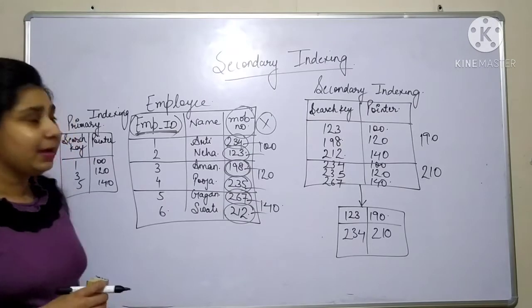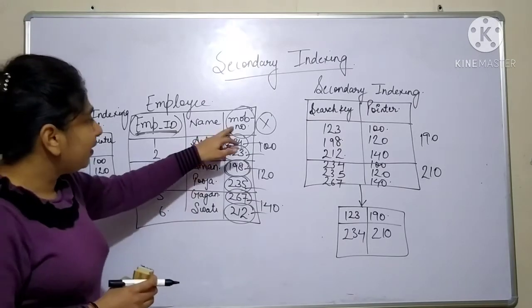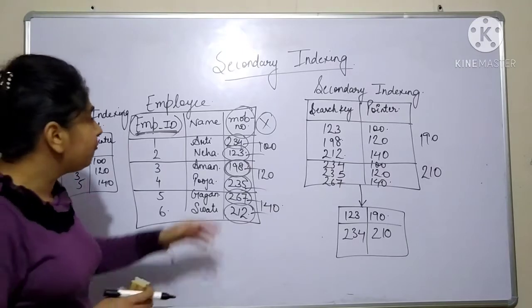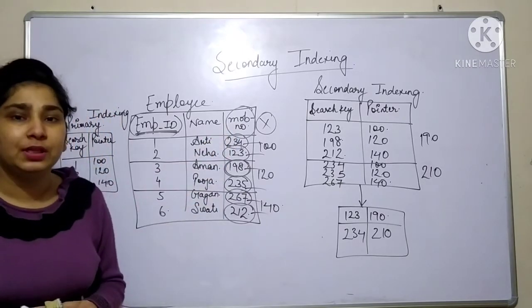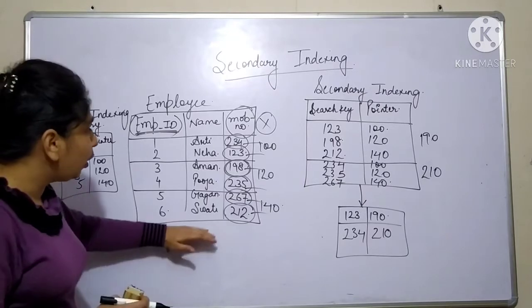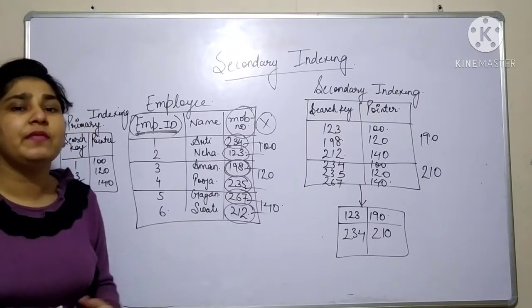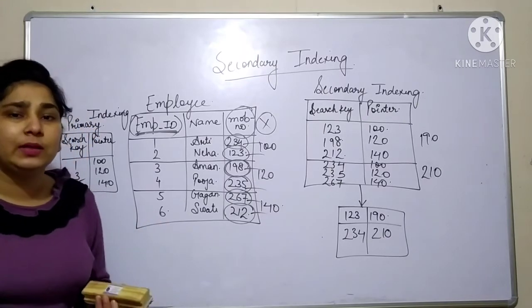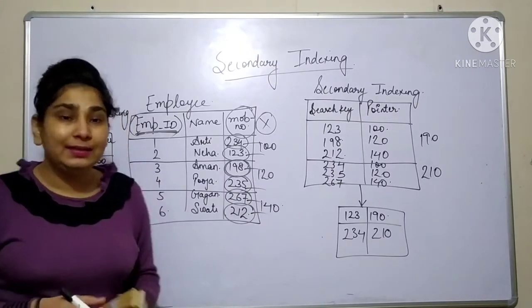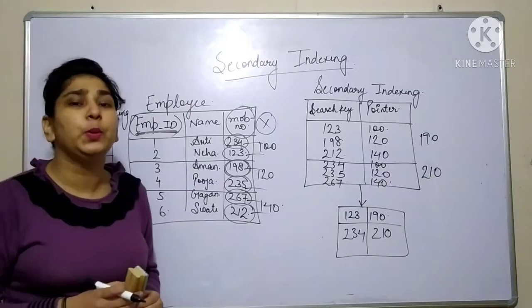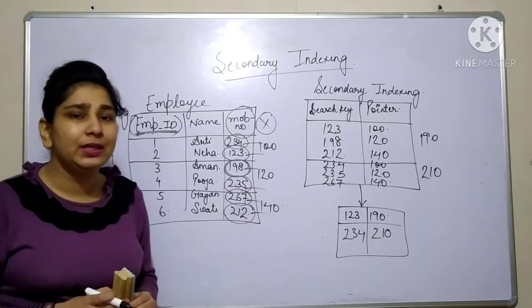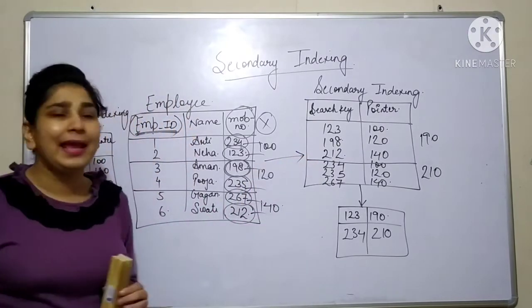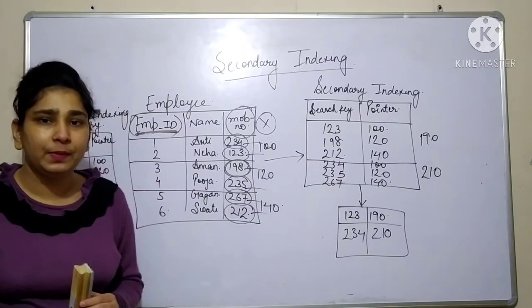But if the user gives you a query on the basis of the mobile number attribute, then in that case, how will we reduce our searching time? What procedure, what algorithm will we use so that we can reduce our searching time? So we are making secondary indexing here.